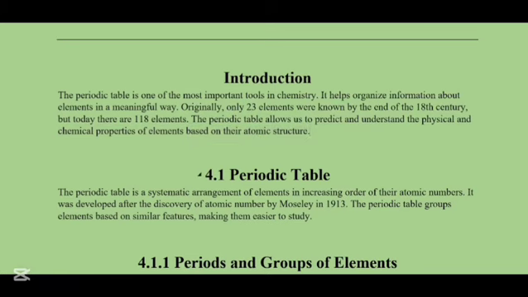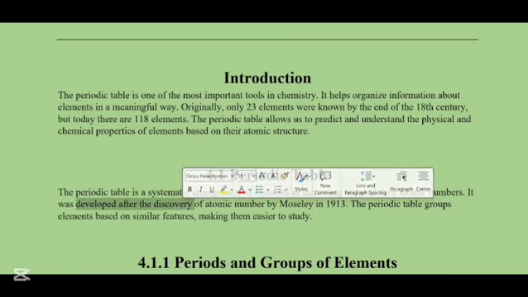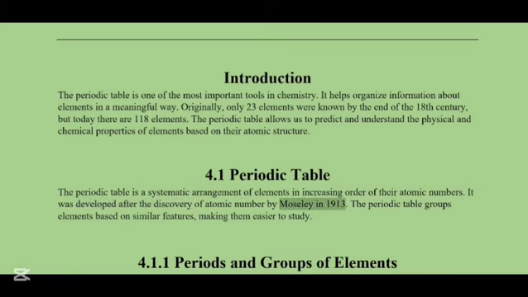The periodic table is a systematic arrangement of elements in increasing order of their atomic numbers. It was developed after the discovery of atomic number by Moseley in 1913. The periodic table groups elements based on similar features, which makes them easier to study.